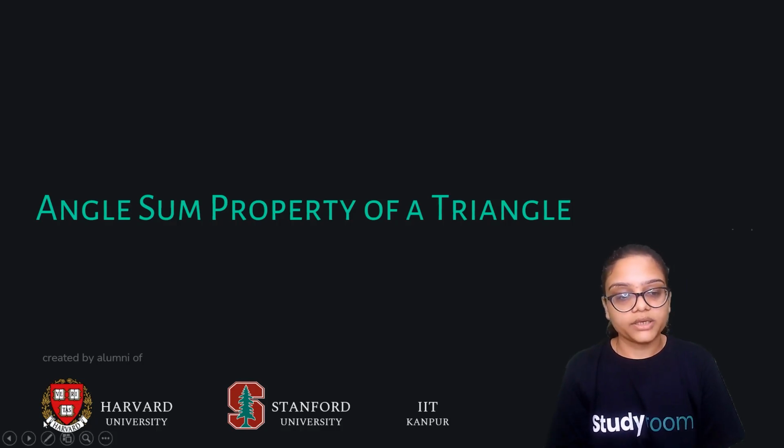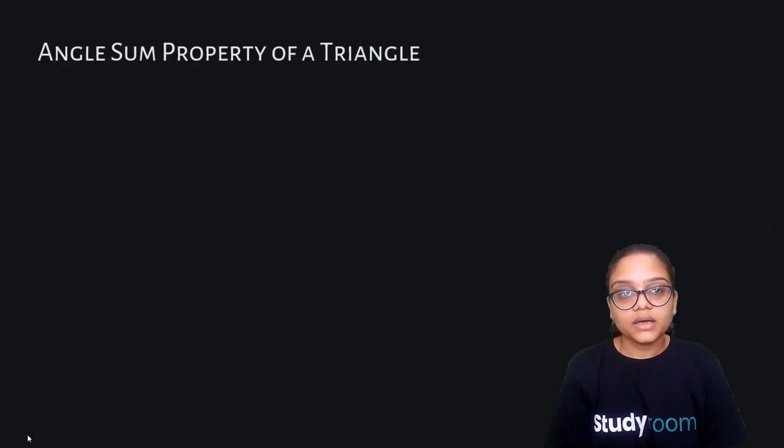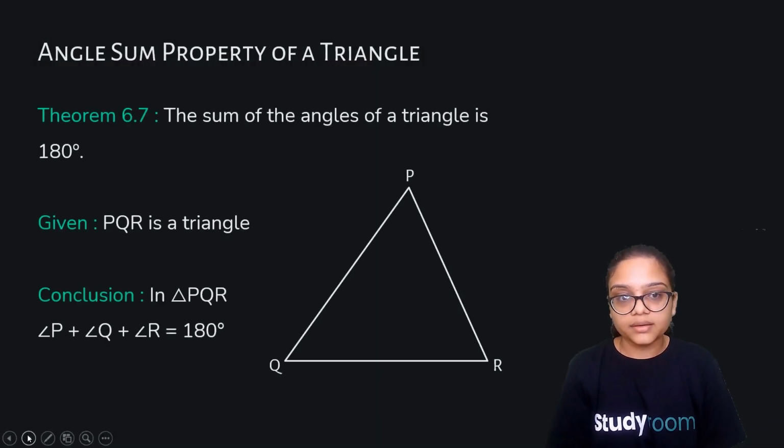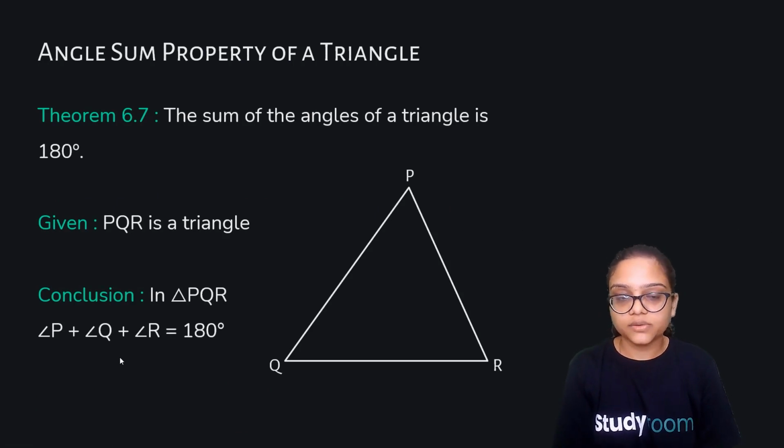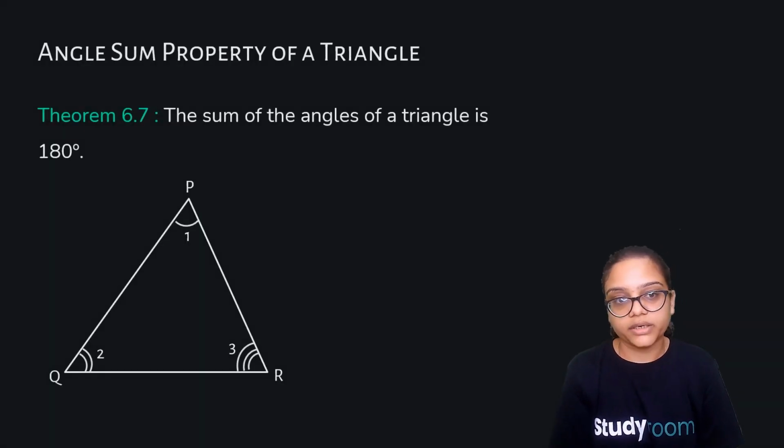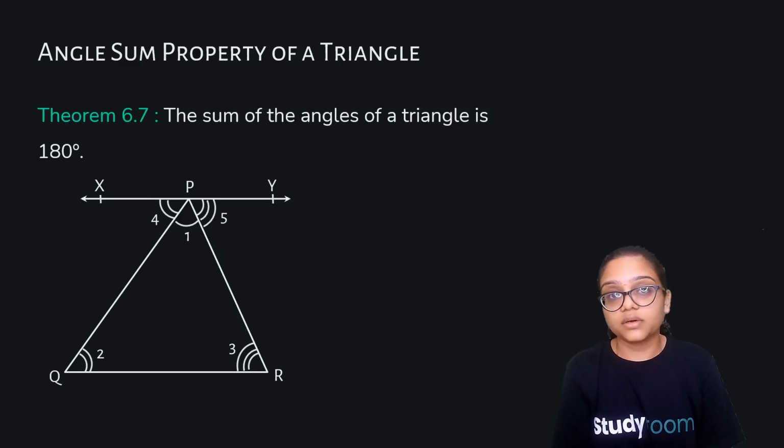What is the angle sum property? Just tell me. It states that a triangle has three angles and their sum is equal to 180 degrees. Suppose we are given a triangle PQR, so angle P plus angle Q plus angle R would be 180 degrees. So angles 1, 2 and 3 sum to 180 degrees. They can be or cannot be equal, so it's not mandatory.